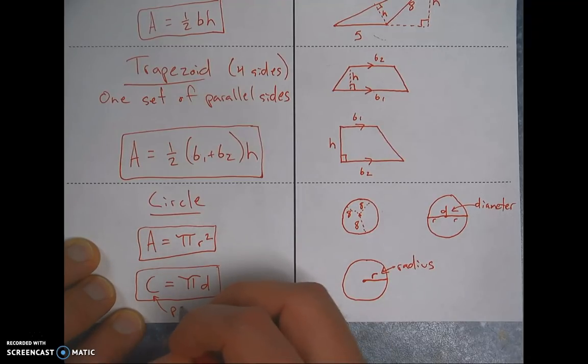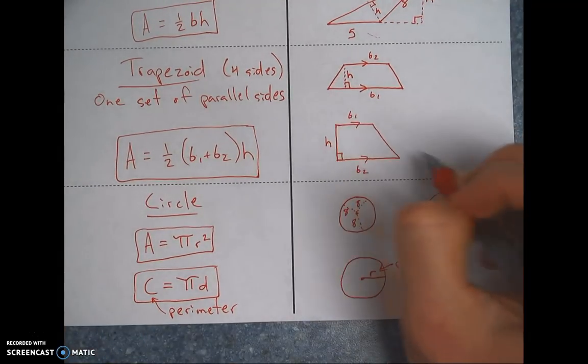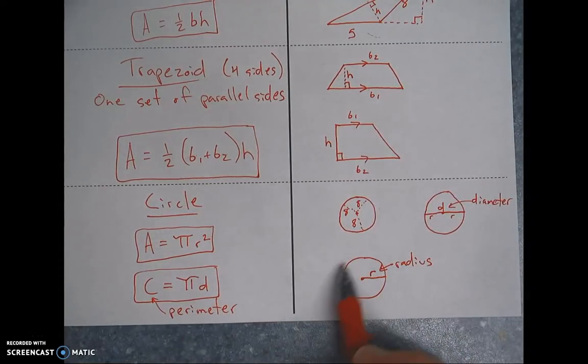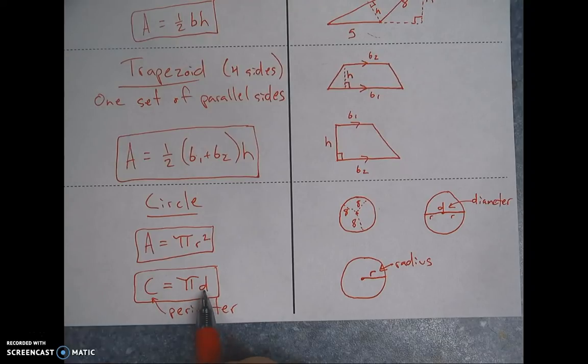Circumference is like perimeter. So we've already talked about perimeter of regular shapes. You just add up all the sides. It's the distance around the outside. For a circle, you don't actually have that distance given to you as just a side length. So the way you find it is you take whatever the diameter is, the distance all the way across, and you multiply it times pi.